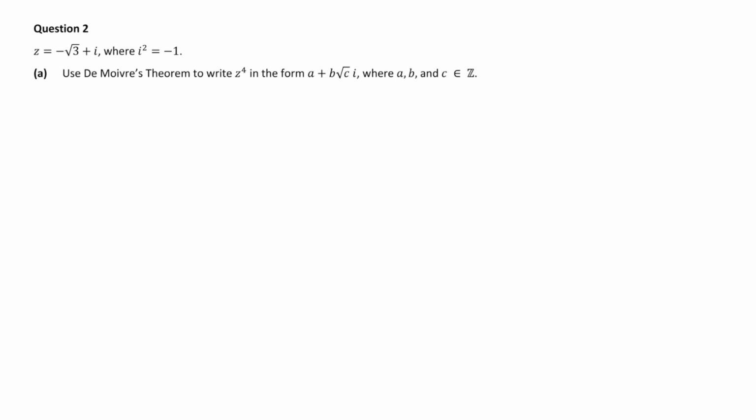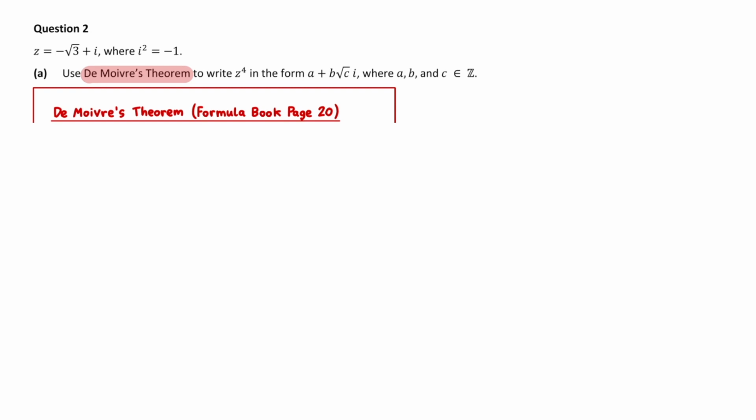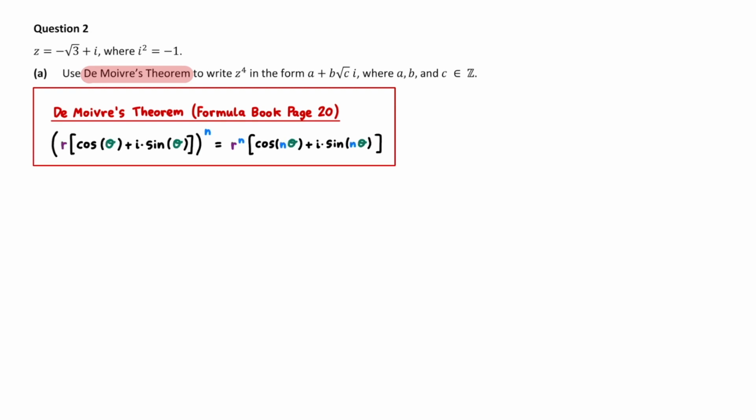This question prompts us to use de Moivre's theorem. This can be found on page 20 of the formula book, and it states that r times the cosine of theta plus i sine of theta, all raised to the power of n, is equal to r to the n times cosine of n theta plus i times sine of n theta.